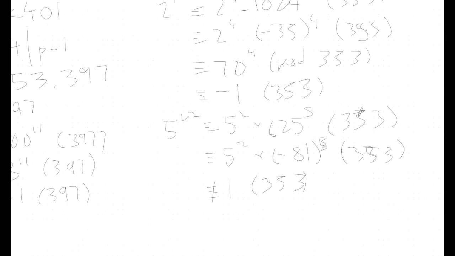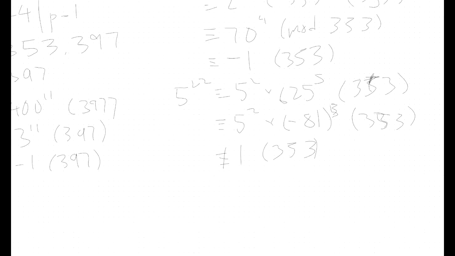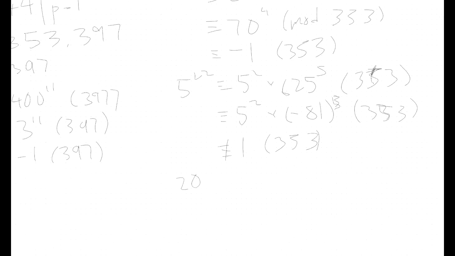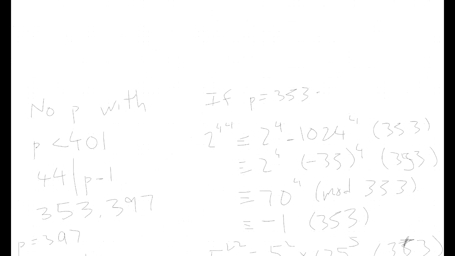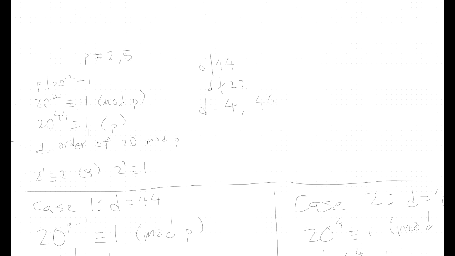So after computation, you get this. And if you multiply these, you have 20 to the 22 is not equivalent to -1 mod 353. So we have shown that 353 does not work either, which means that 401 and 89 are the smallest primes that divide this. So since it asks for the sum of the two smallest prime divisors, the answer is 89 plus 401, which is 490.